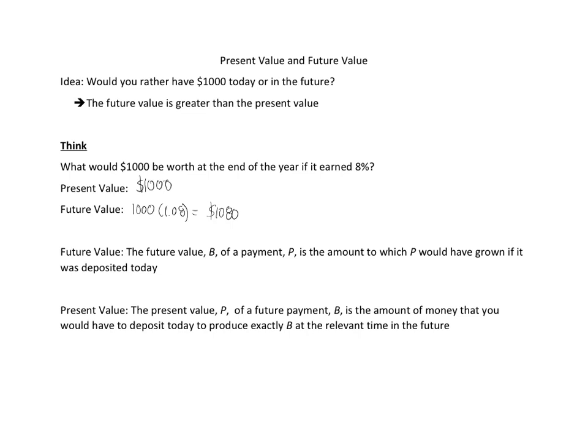get this money. So the future value, which we define as B, of a payment P is the amount to which P would have grown if it was deposited today. So in this case, that's where the $1,080 comes in. The present value P of a future payment B is the amount of money that you would have to deposit today to produce exactly B at the relevant time in the future.